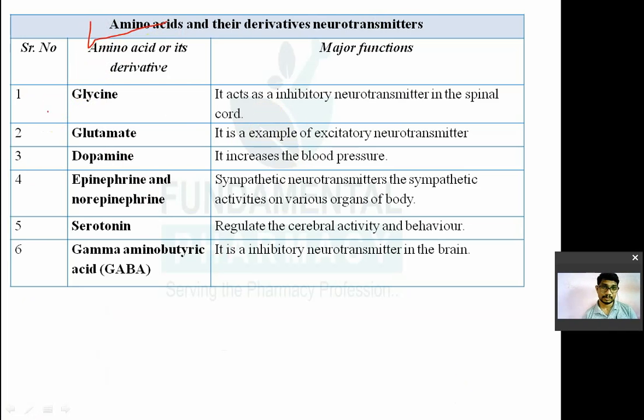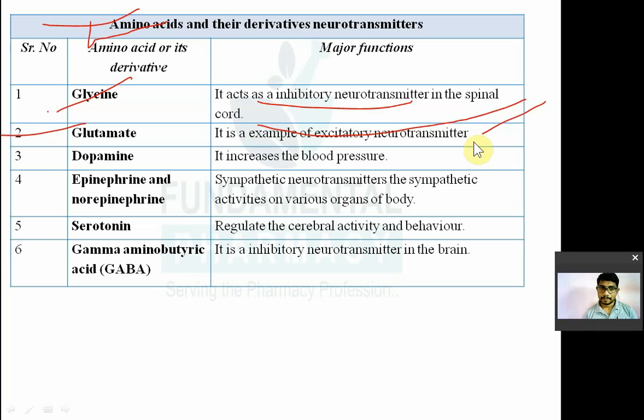So what is the role of glycine? Glycine is an inhibitory neurotransmitter in the brain and spinal cord. Next one is glutamate. Glutamate is an excitatory neurotransmitter. Dopamine is a biogenic amine, responsible for the increase in blood pressure in the body. Dopamine is also a neurotransmitter present in various parts of the brain. If there is deficiency of dopamine in the brain, that leads to Parkinsonism. We have seen that.